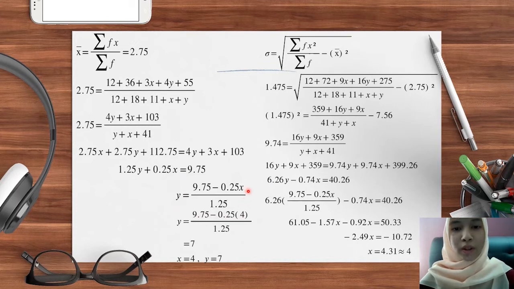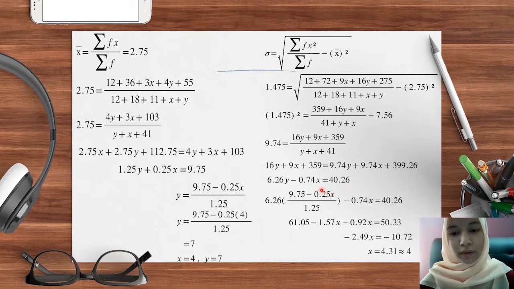For the second equation, we can use the standard deviation formula because the question already gives us the standard deviation. This is the standard deviation that has been given in the question. And this is the mean, and then this is from the table that I've calculated earlier. So as a result, we got this as our second equation.